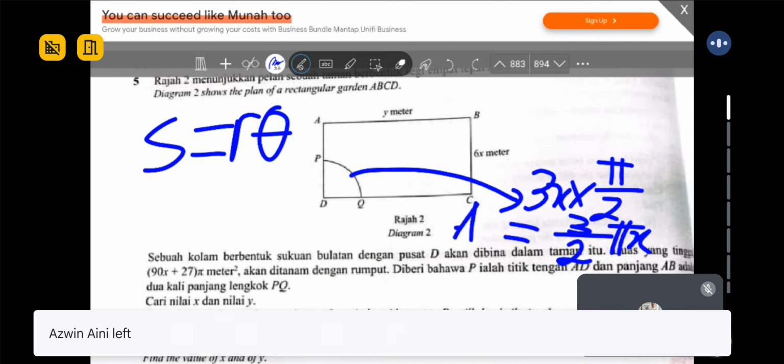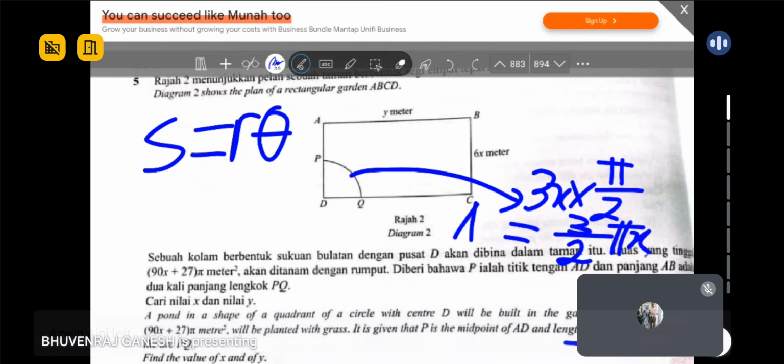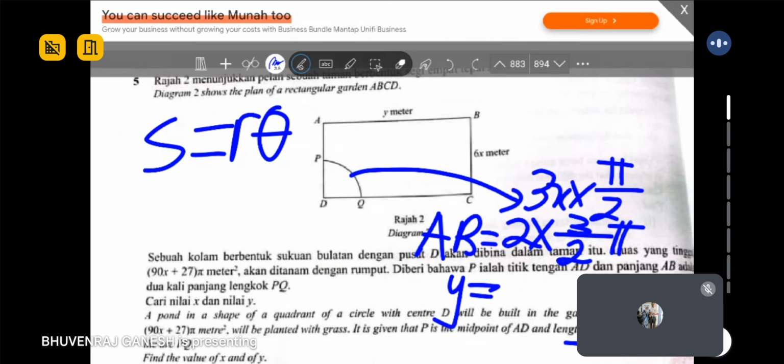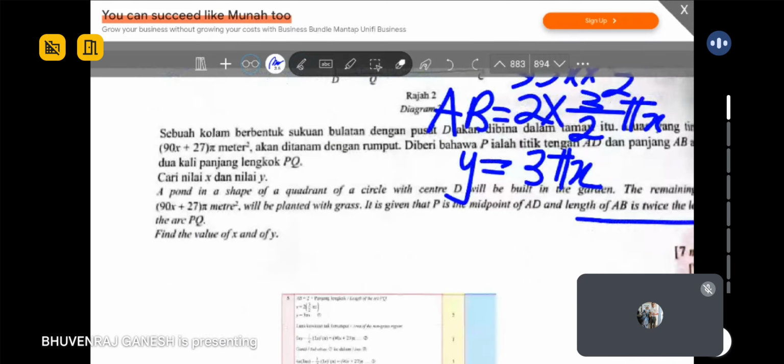So this is your, 2 kali panjang. Okay, maksudnya kena darab 2. You must times your answer by 2. Okay, so this one times 2. Okay, so AB equal to this one. So AB adalah y. Am I right? y sama dengan AB. So y is equal to 3 pi x. Boleh faham guys? Do you understand? So this is your second equation.